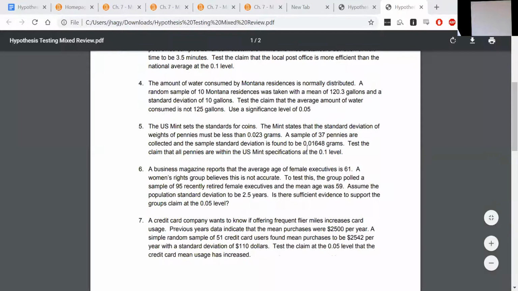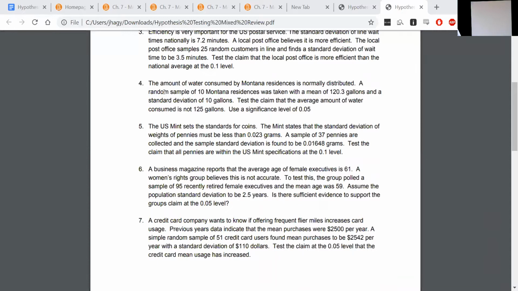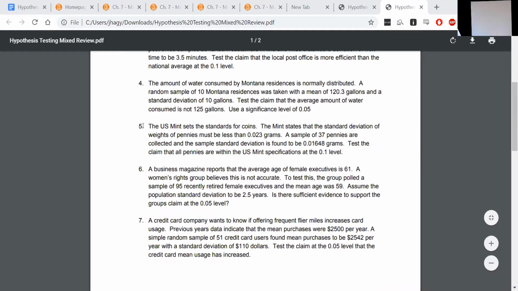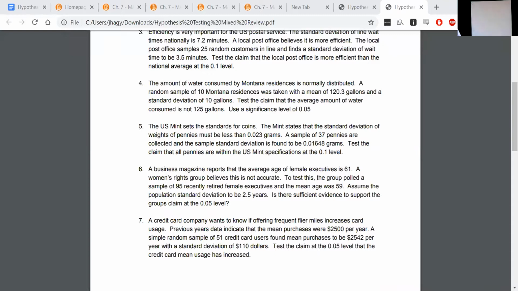Okay, moving on. Question 4. The amount of water consumed by Montana residences is normally distributed. A random sample of 10 Montana residences was taken with a mean of 120.3 gallons and standard deviation of 10 gallons. Test the claim that the average amount of water consumed is not 125 gallons. Use the significance level of 0.05.